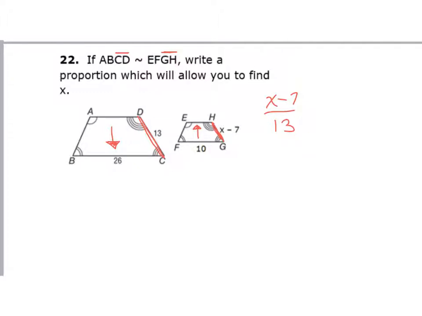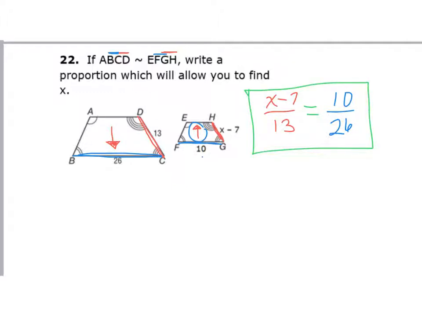Okay? Then when I look at FG, it is going to match up with BC. And which one has to go on top? The 10 does, over the 26. And it just says to write a proportion which will allow me to find x, so I just put an equal sign in the center. If you don't have the equals, it is not correct because you haven't written a proportion. This is my correct answer.